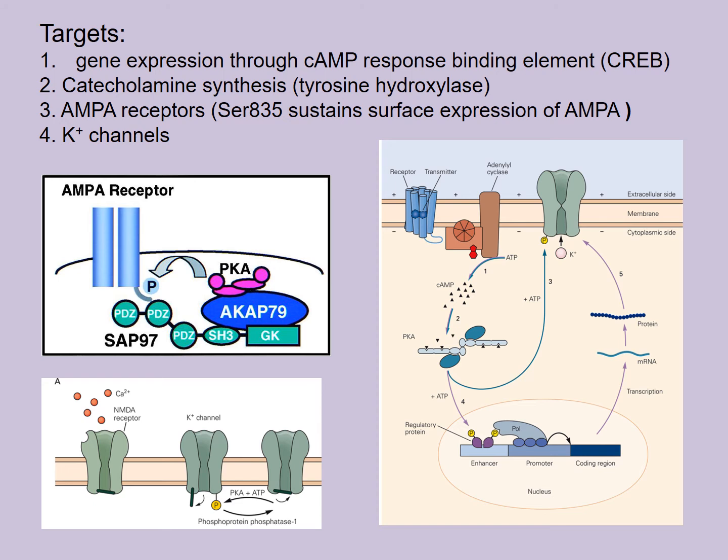Remember when we talked about tyrosine hydroxylase, when it's phosphorylated by PKA, it can increase its activity. PKA can also phosphorylate AMPA receptors, at serine 845, and you have it shown here, localized right by the AMPA receptor with AKAP 79 we just talked about. This phosphorylation sustains surface expression of AMPA receptors, so it does not allow them to be endocytosed. And then, of course, potassium channels, illustrated here, where PKA phosphorylation of the potassium channel will lead to their opening.